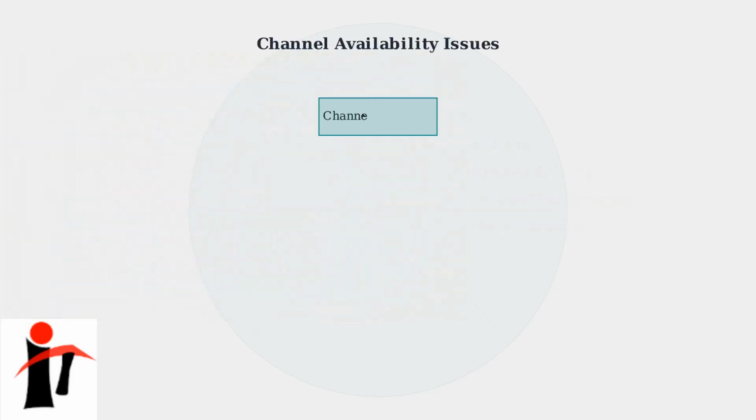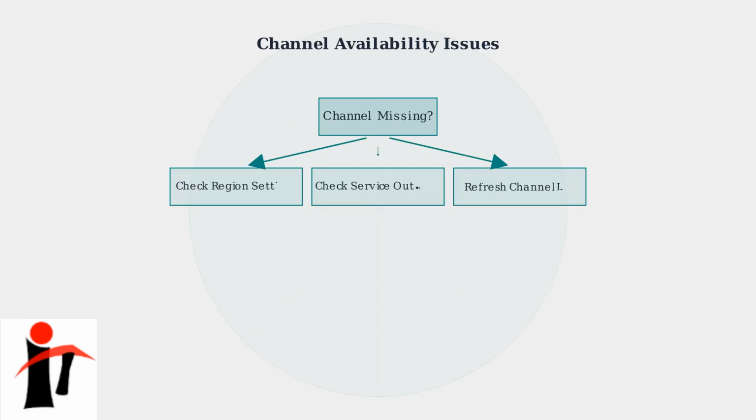Channel availability problems require a systematic approach. Start by verifying your current region settings, then check for any service outages in your specific area. The troubleshooting process involves 3 key checks. Verify your region settings are correct, check for any service outages in your area, and refresh your channel list through the settings menu.